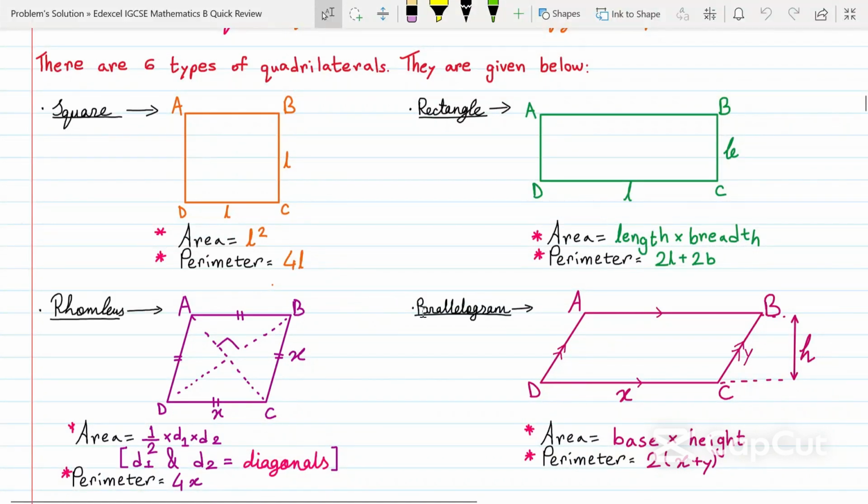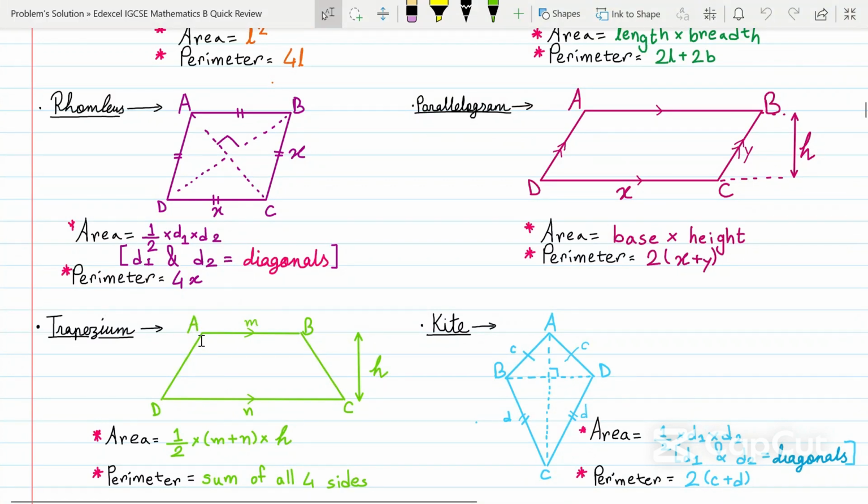Okay, now let's move on to the parallelogram. Here you can see this is a parallelogram. It's quite similar to a rhombus. Here AD is parallel to BC and AB is parallel to DC, and this is the perpendicular height from here to here. The area of the parallelogram equals base into height. This is the base and this is the height, and the perimeter of the parallelogram equals 2 times x plus y.